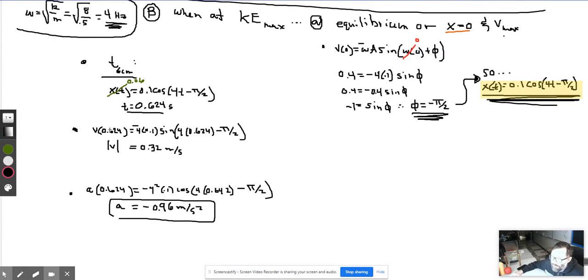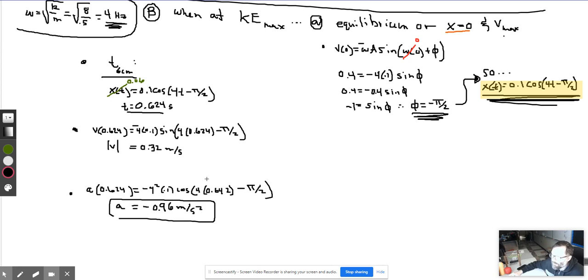Okay, so when I plug in my velocity equation for this time, that is the 6 centimeter time, so we have negative omega A sine of the stuff here. And I get for the speed, the absolute value is going to be 0.32 meters per second. When I plug this time into the acceleration equation, so that's negative omega squared A cosine of the phase stuff, with that time in there, I get negative 0.96 meters per second squared.